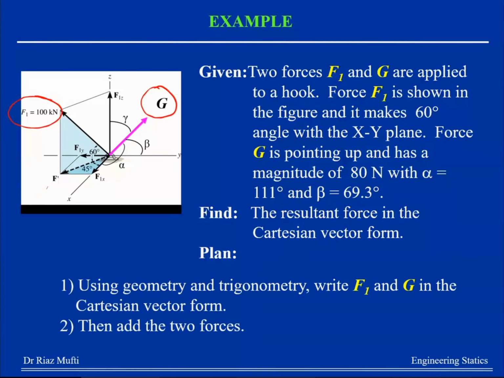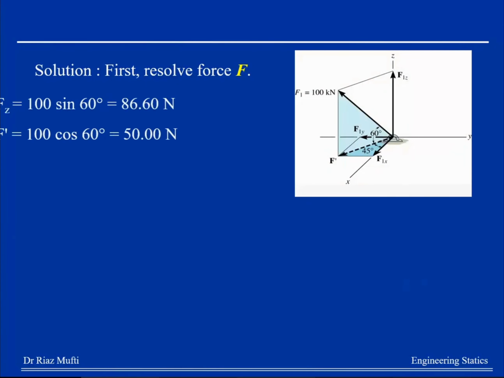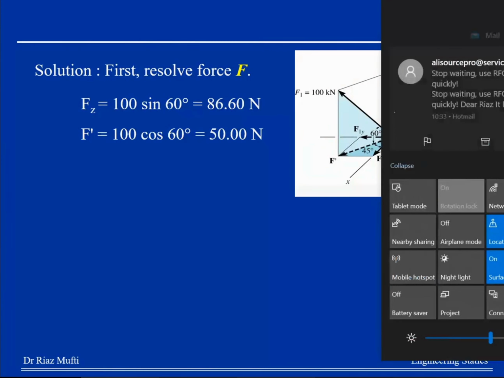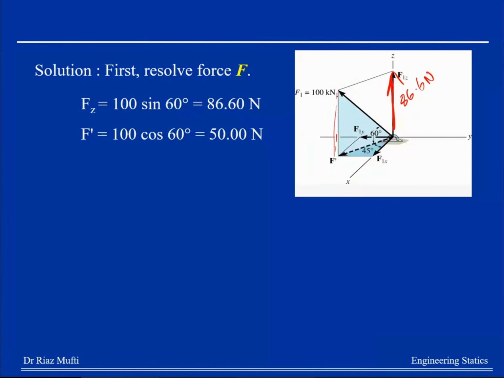Okay, so in simple words, let's start with F1. F1 can be resolved into two components. I've got my F1 along the z-axis here. I can find that, and that is 86.6 Newton. That's easy, because this is this angle here, the same 60 degrees. I've got the z component out. There's no issue. Now I look at its projection on my xy plane.